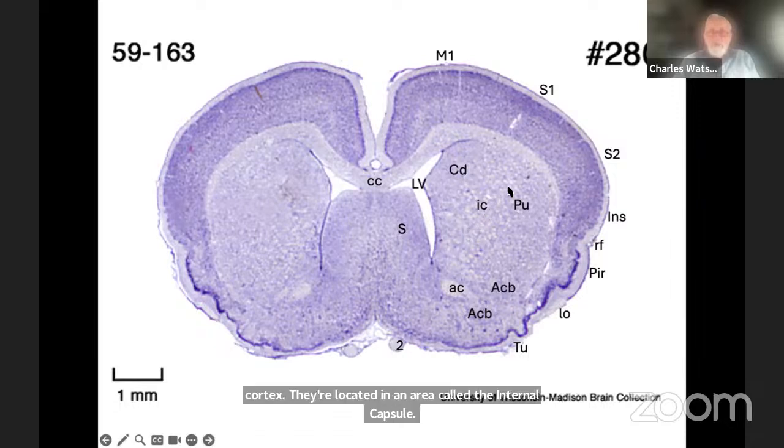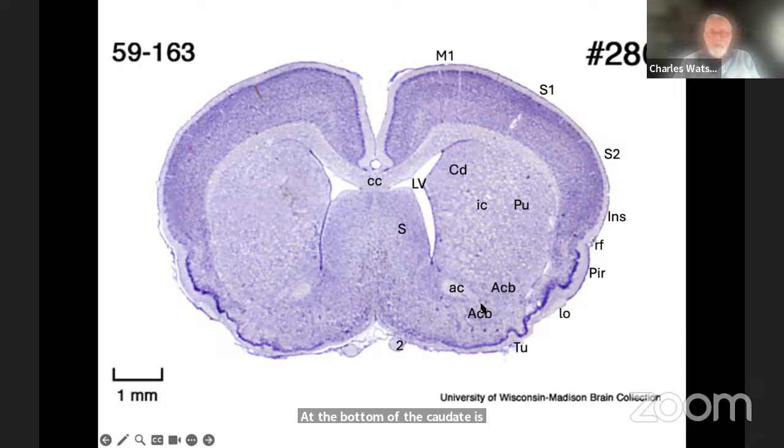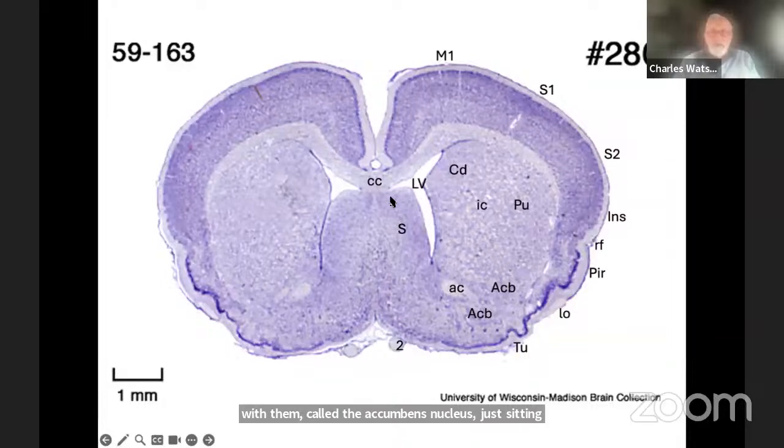At the bottom of the caudate and putamen is an area which overlaps with them called the accumbens nucleus, just sitting down there. And lastly, on the medial side of the lateral ventricle is a big area called the septum. In the human brain, it's not so obvious. Still quite an important area, it receives input from the hippocampus. And we're going to talk about that later.